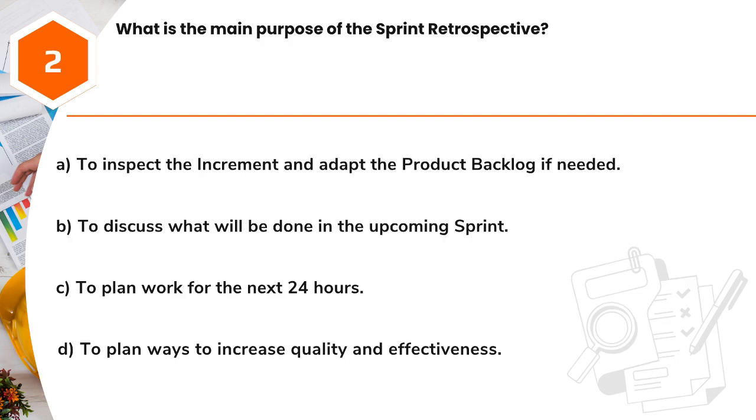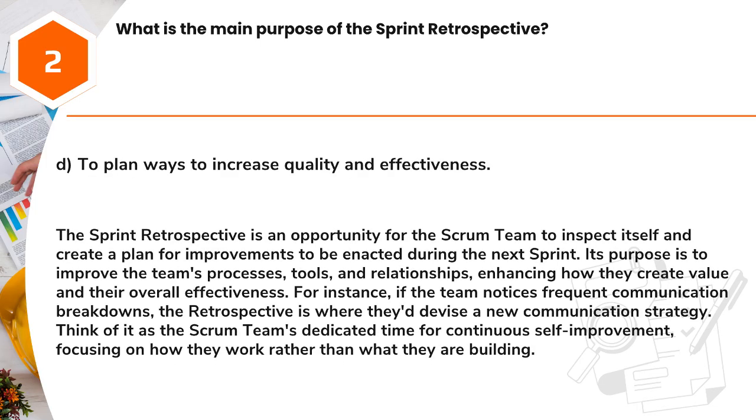Question 2. What is the main purpose of the sprint retrospective? A. To inspect the increment and adapt the product backlog if needed. B. To discuss what will be done in the upcoming sprint. C. To plan work for the next 24 hours. D. To plan ways to increase quality and effectiveness. Answer: D. To plan ways to increase quality and effectiveness.